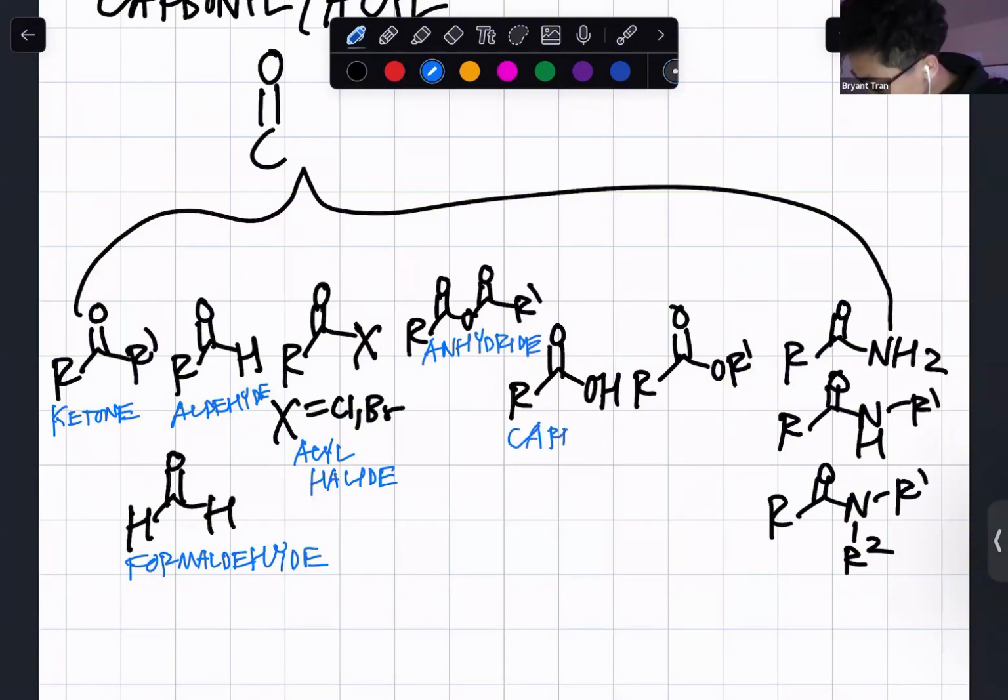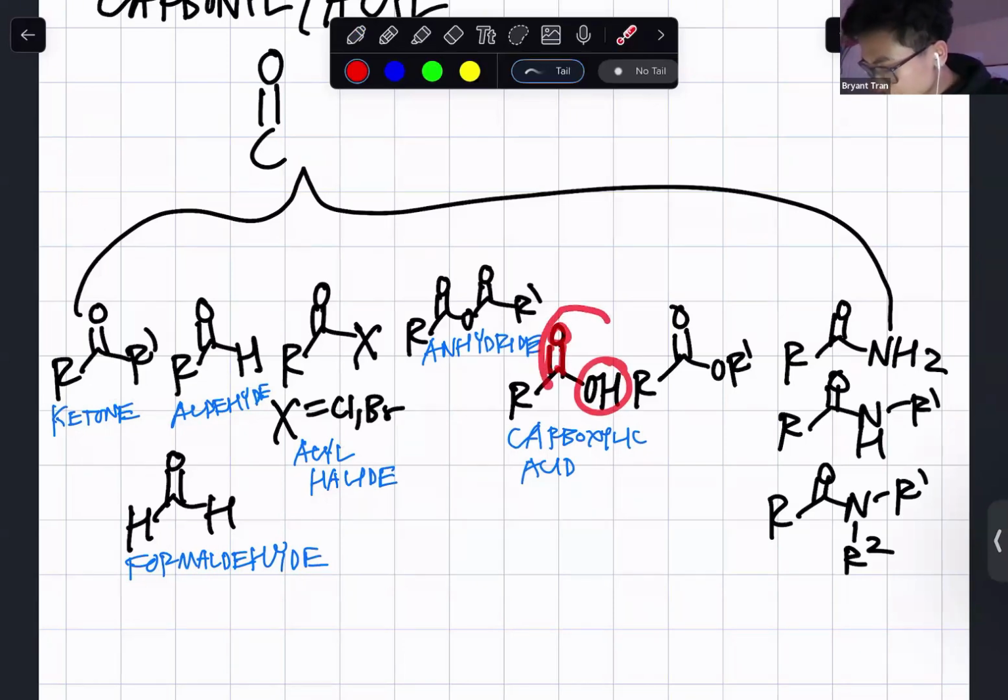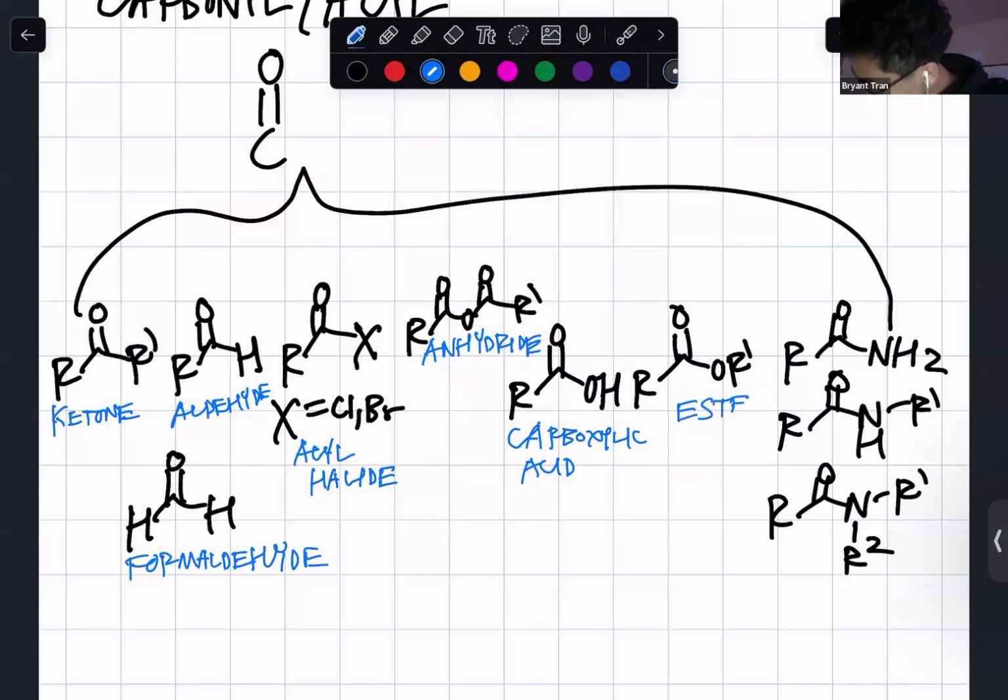carboxylic acid, right? A lot of people think that this is an alcohol, where there is an OH, but it's next to an acyl group, next to a carbonyl. So when you have an alcohol right next to an acyl group or carbonyl, don't call that an alcohol. Call that a carboxylic acid, right? Because you have to keep that carbonyl into account as well. This is an ester. This right here are amides.